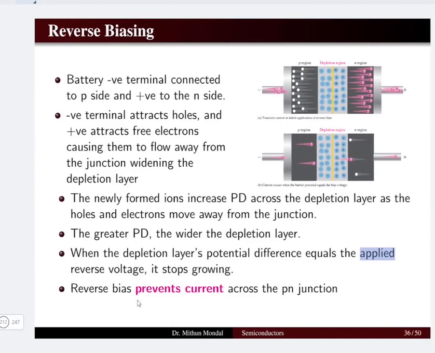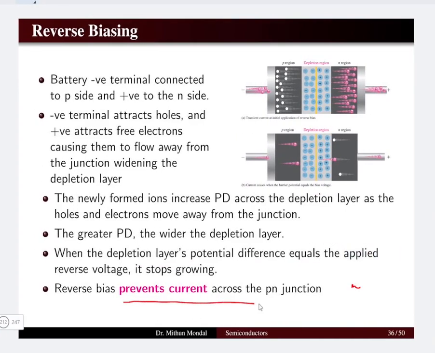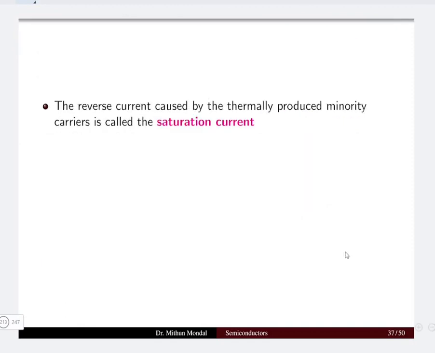Reverse bias prevents the current across the PN junction. So no current is flowing under the reverse bias condition. In the forward bias condition, the current will flow, but in the reverse bias condition, there will be no flow of current across the PN junction.